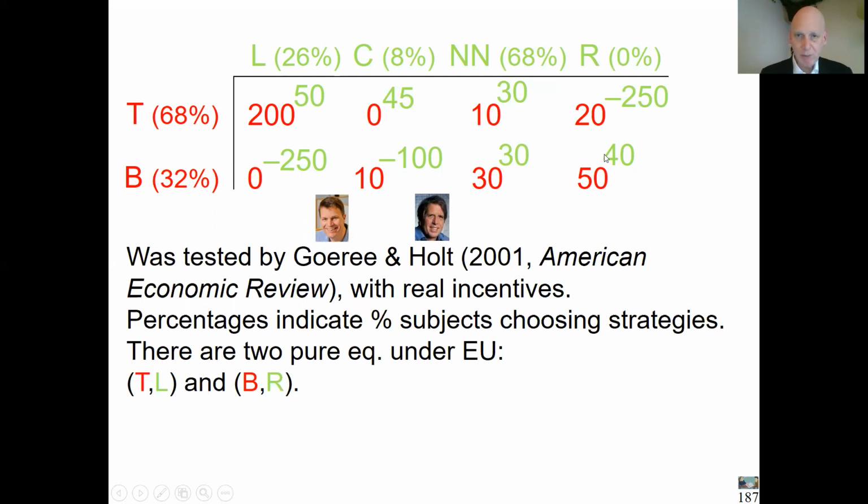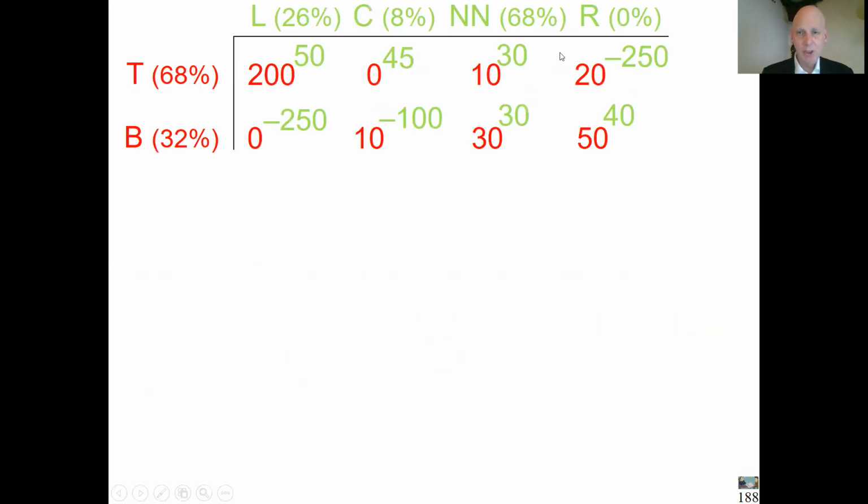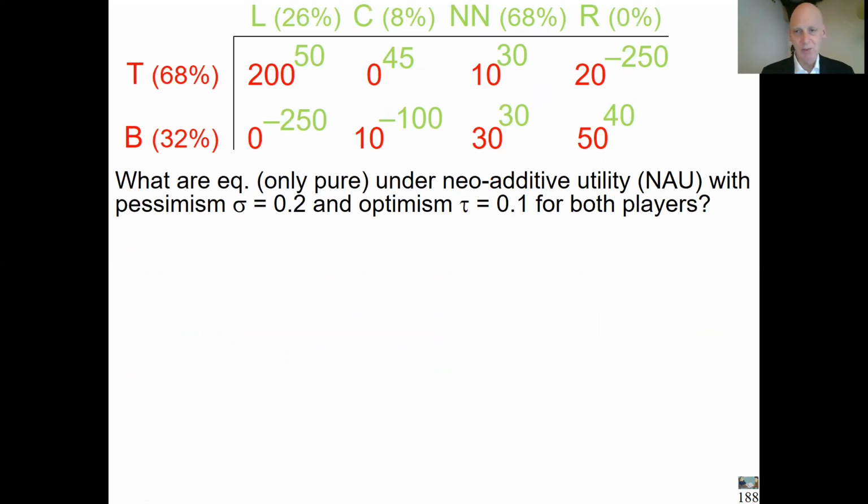Both of them assign probability 0 to the NN column, but then classical theory says that one of those will happen. But you see the choice percentages in the experiment find very different things. They don't find much of that equilibrium. They find NN, supposedly never played, is by far the most played column strategy. And I think it makes sense. Let us use neo-additive to analyze.